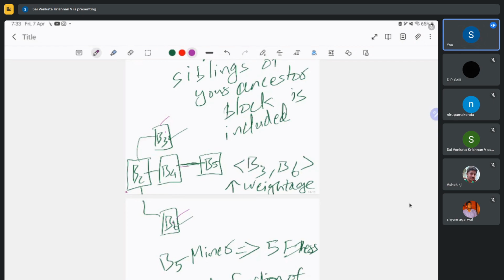But B3 and B6 would be considered to find out which one is the longest chain, because of the criteria of the more number of children.